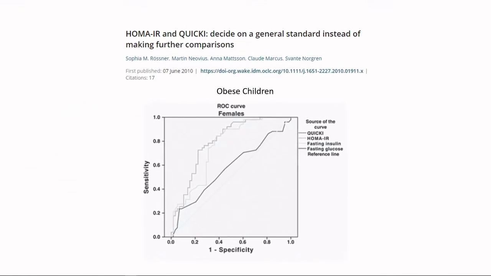This next paper compared the quantitative insulin sensitivity check index, HOMA-IR, fasting insulin, and fasting glucose alone in detecting insulin sensitivity. It had 191 obese children and adolescents. The area under the curve was identical at 0.8 for both quantitative insulin sensitivity check index and HOMA-IR. Both performed significantly better than fasting insulin and fasting glucose alone at detecting insulin sensitivity.